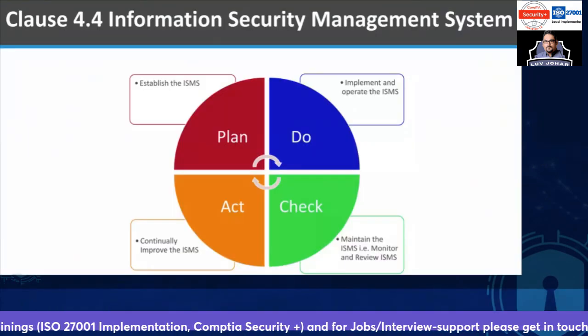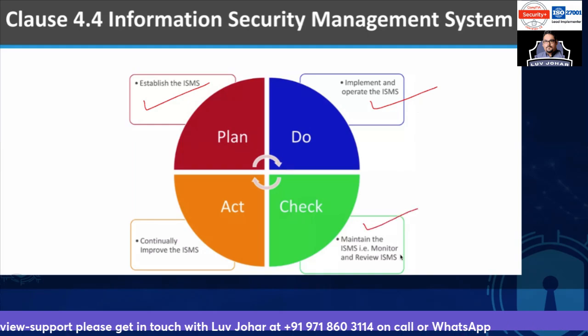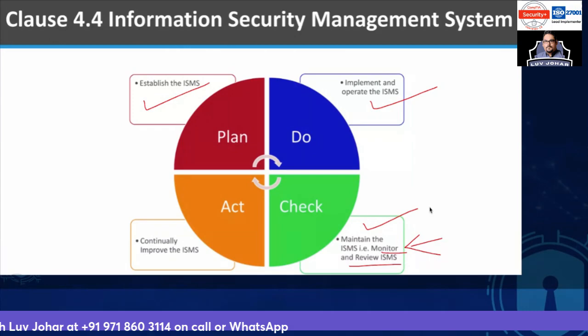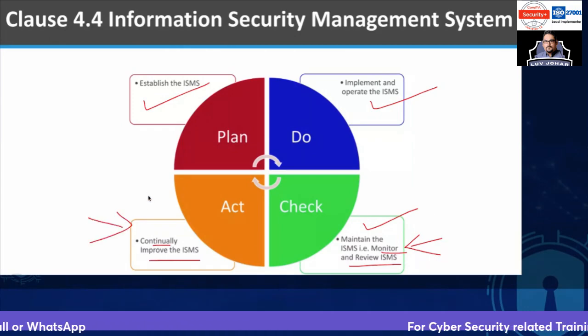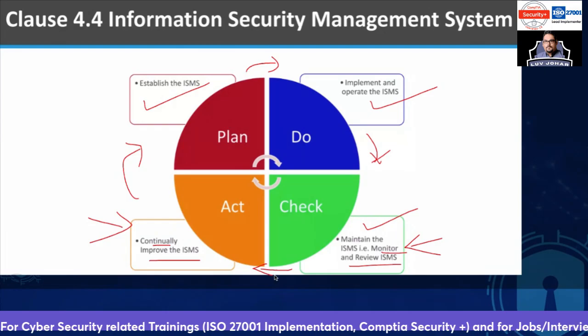So this is the framework of clause 4.4. You establish the ISMS, you implement and operate the ISMS, you maintain the ISMS and monitor using the security objectives that we have already discussed in another video, and you then continually improve the ISMS. This is a cyclical process; it goes on as a journey. And 4.4 establishes this cycle. Basically, that's the purpose of the 4.4 clause.